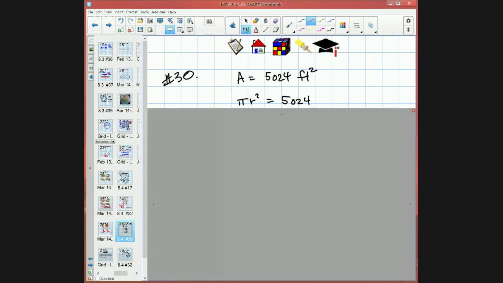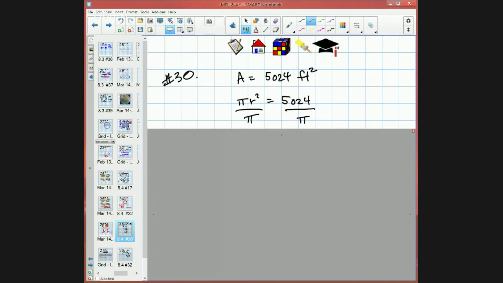So the first thing you do is write down what is the area of a circle. Pi r squared equals what they told us, 5,024. We're supposed to find the diameter. Well, to find the diameter, if we could find the radius, all we'd have to do is double it, right? So how can we find r? Well, we kind of need to get pi out of there. We can do that because it's being multiplied. We can divide both sides by pi.